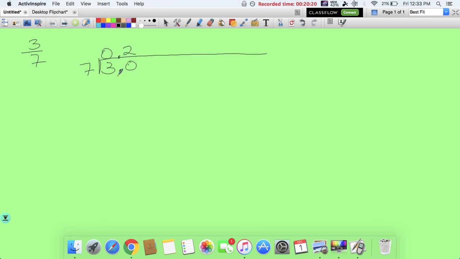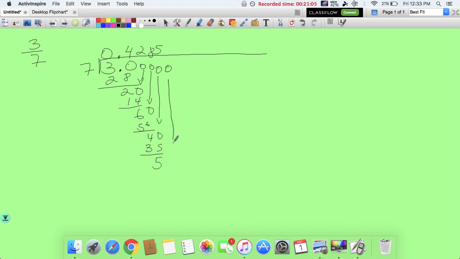7 goes into 30 four times, which is 28. 2 left over, bring a 0 down. 7 goes into 20 two times, which is 14. 6 left over, bring a 0 down. 7 goes into 60 eight times, which is 56. 4 left over, bring a 0 down. 7 goes into 40 five times, which is 35. 5 left over. Bring another 0 down.